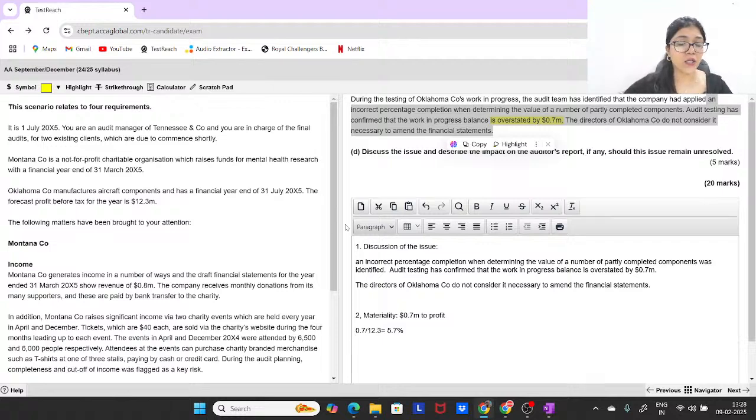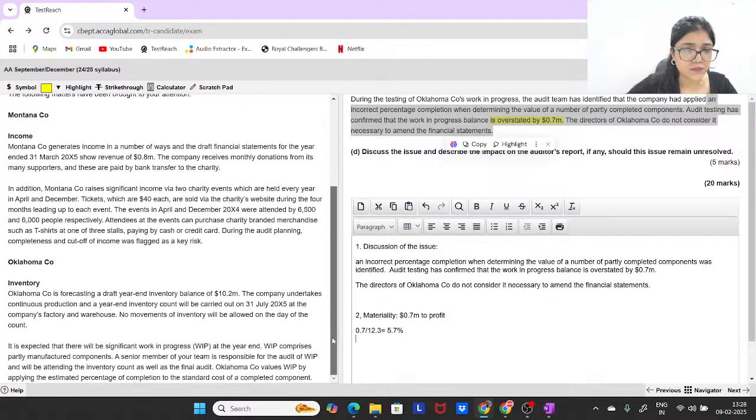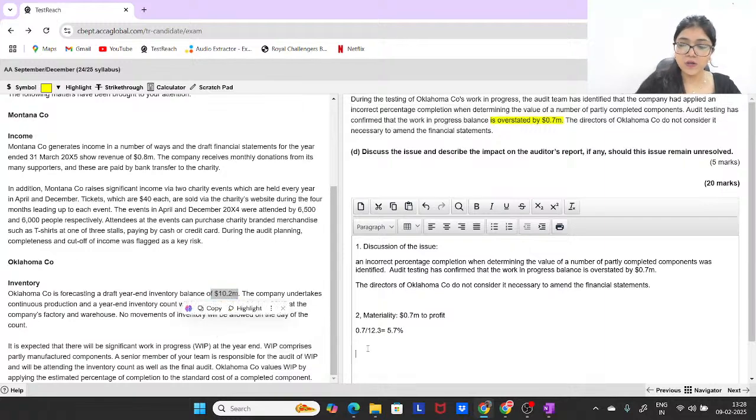Then you can also compare. You have the value also, okay, you have the value over here, which is approximately 10.2 million. Yeah, you can compare with this amount as well. So 0.7 divided by 10.2 million as well. This will give you how much? This will give you 6.9%. So this is highly material. 5.7% of our profits, 6.9% of the inventory.